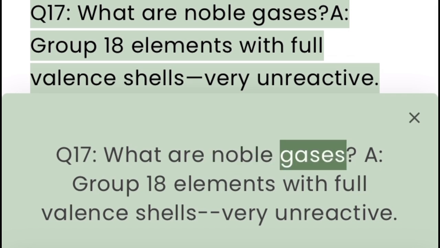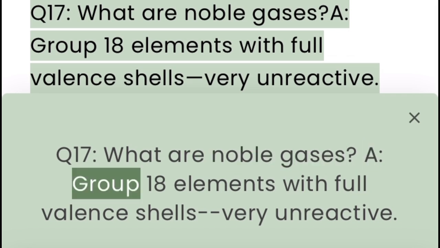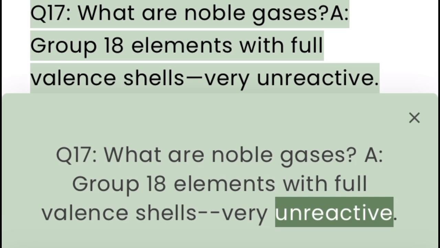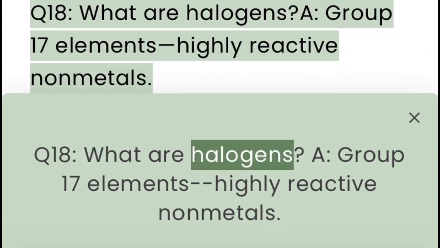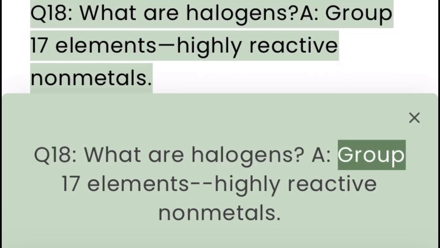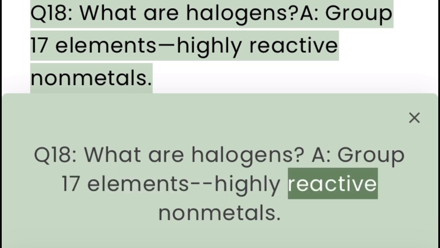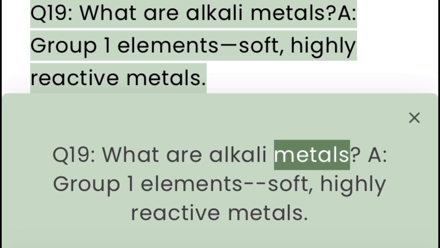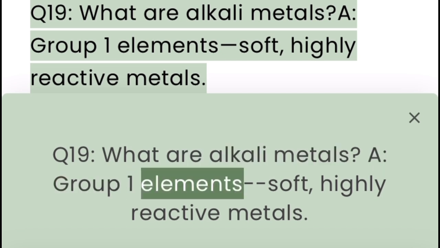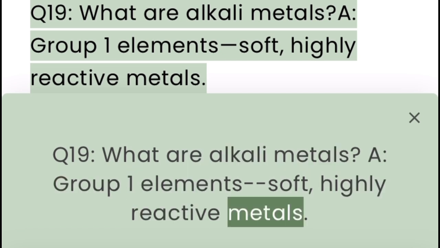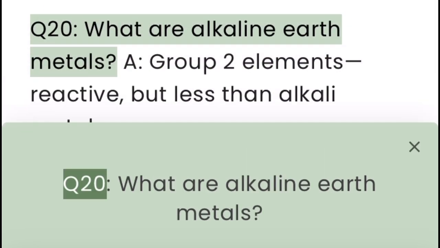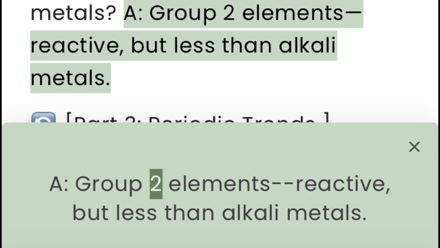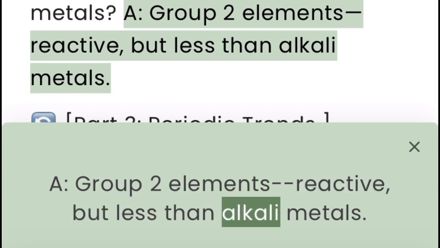Q17. What are noble gases? A. Group 18 elements with full valence shells, very unreactive. Q18. What are halogens? A. Group 17 elements, highly reactive nonmetals. Q19. What are alkali metals? A. Group 1 elements, soft, highly reactive metals. Q20. What are alkaline earth metals? A. Group 2 elements, reactive but less than alkali metals.